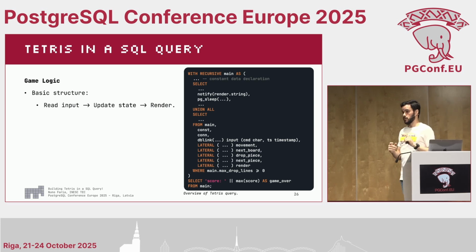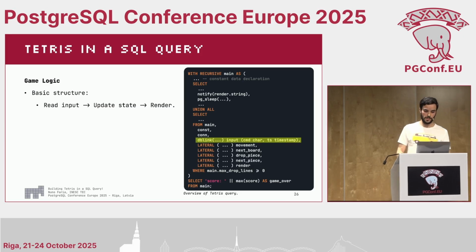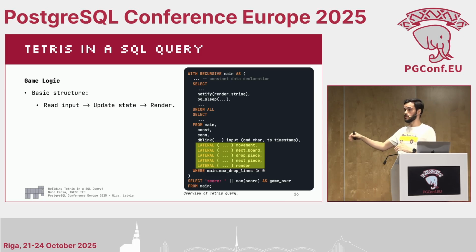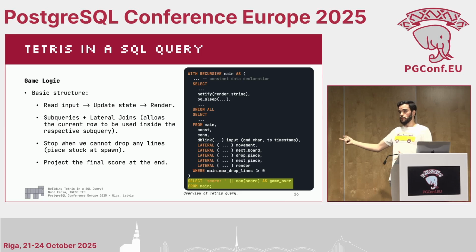As for the game logic, each iteration will have 3 main steps. The first one is reading the user input, and this is done with the dblink extension. Then we can process the state, and this is done with subqueries joined with lateral joins. The lateral joins allow us to take the result of the previous subquery and use it to compute the next one. And finally, to render the game, we use that notify function that we created. We stop the game when we can't drop any more pieces, so we have that filter there, which, when the piece gets stuck when spawning, stops the game. And when the game is over, we project only the score at the end.